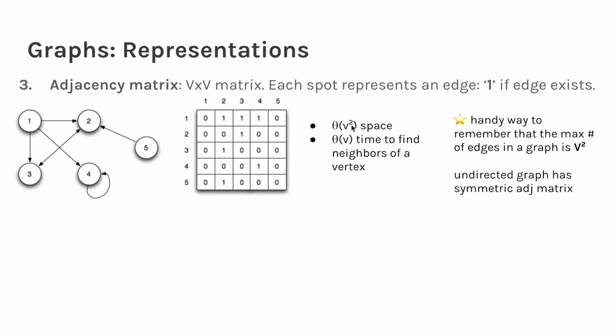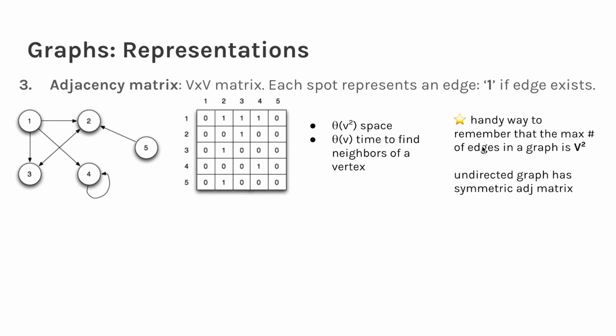So this takes V squared space, right? It's a V by V matrix. And if you want to find all the neighbors of a vertex, you just go to that vertex and literally iterate through that row, and keep track of all the squares that have a 1 in that value. So that would take linear time with respect to the number of nodes in the graph.